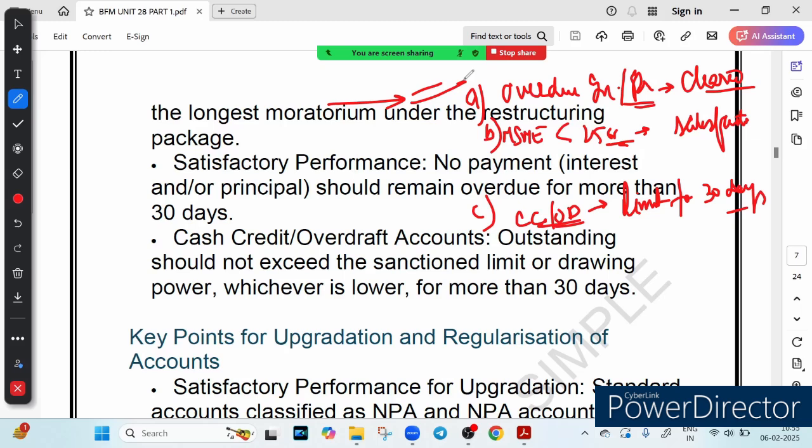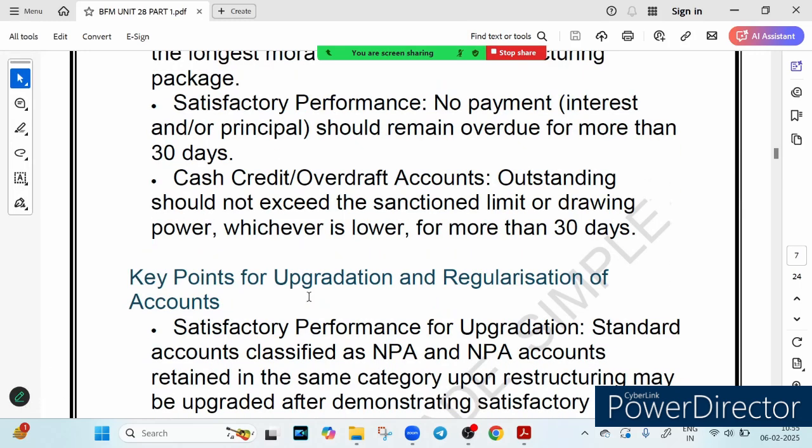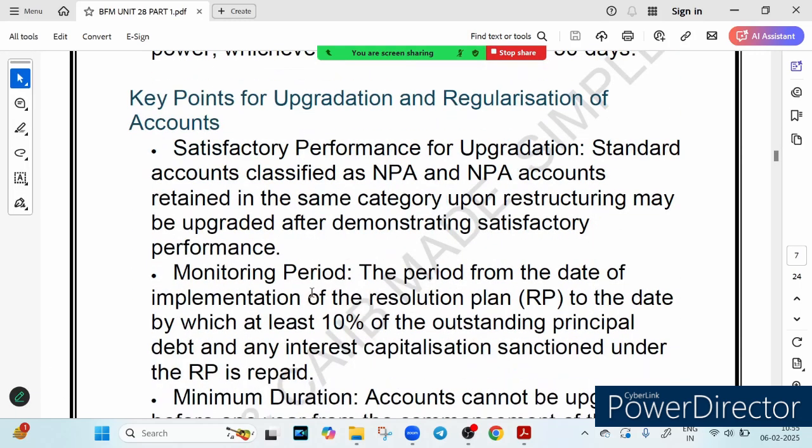Now a question for you: what happens if the borrower defaults again after the upgrade? Suppose we have upgraded the account as standard and the borrower defaults again. We will discuss it in our upcoming slides, right? So this is what we are going to discuss now. I hope this is quite an interesting chapter. If you understand it, you can easily answer any question based on it. Let's see the next point.